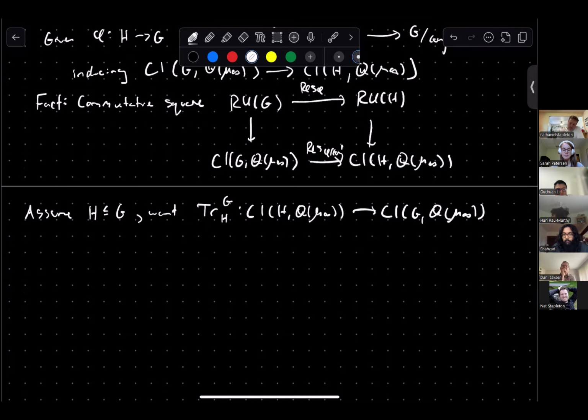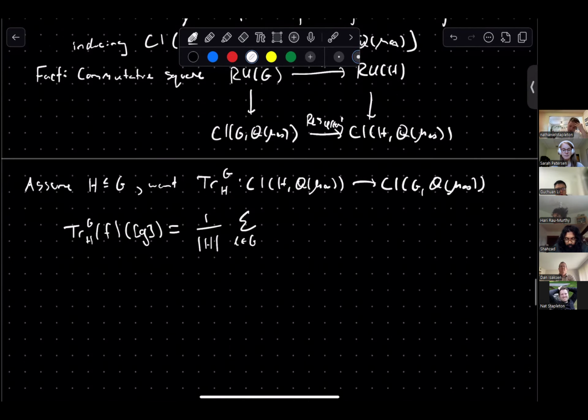And I'm just going to tell you the formula first, because when you first see this, it feels like it kind of comes out of the blue. So the formula for this on a class function f, here's some class function f on H. I'm going to apply the transfer to it, and I'm going to evaluate it on a conjugacy class in G. I'm going to give you two formulas. The first is 1 over the order of H times the sum over L in G such that if I conjugate g by L, it lands in H, of the value of f on the conjugate.